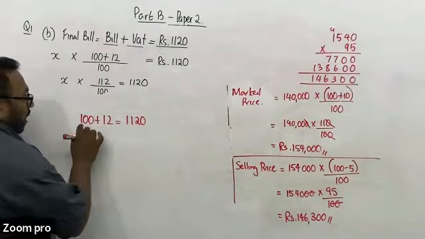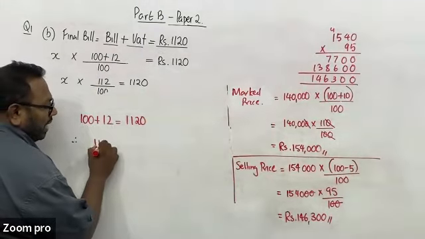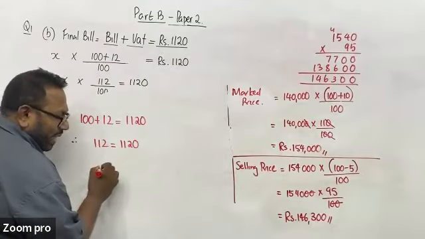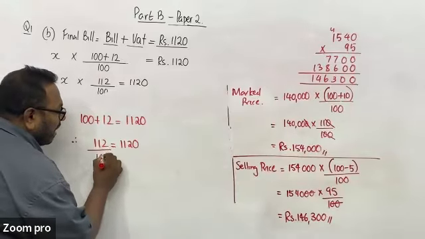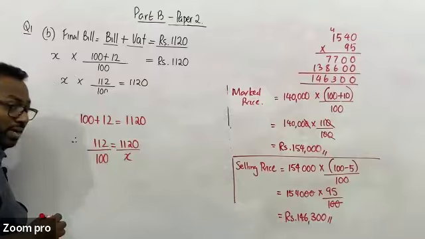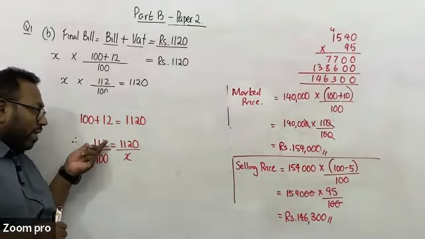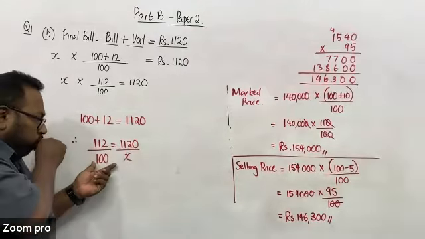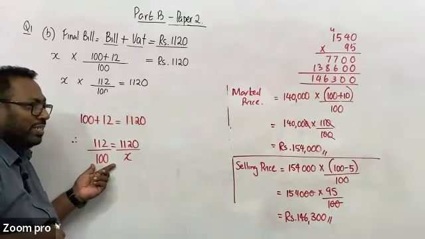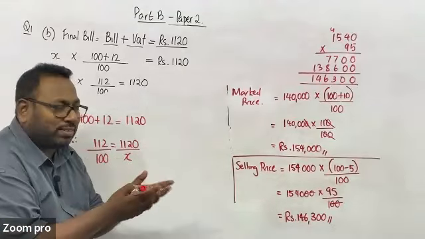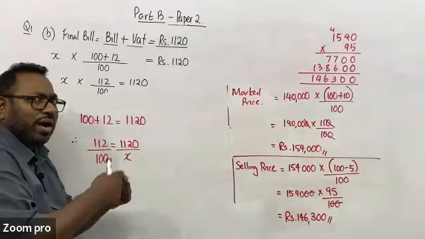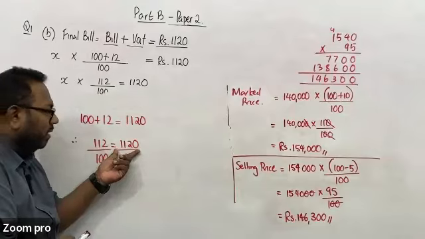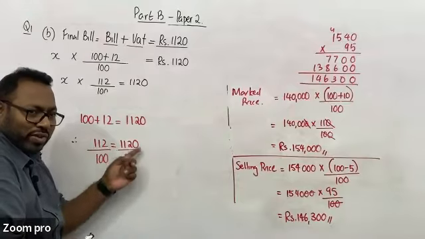If 112 is equal to 1120, then how much is 100? Remember direct proportion. If 112% is 1120, how much is 100? What is the 100? The value before your tax. 112 is the value after tax. That's what they're asking you. 112 is equal to 1120. 100 is how much? So we want to find out this value.